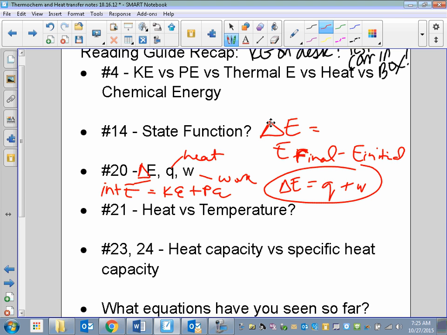Okay, so these are going to be all related, and for us, work is going to be something very different than work done in like physics. So it's related, but it's based off a motion or a movement of volume. All right, heat versus temperature. What is the difference? Heat is the change of thermal energy.